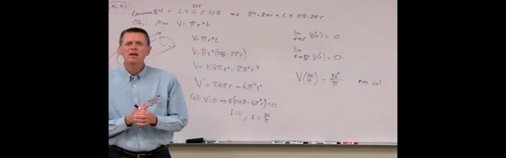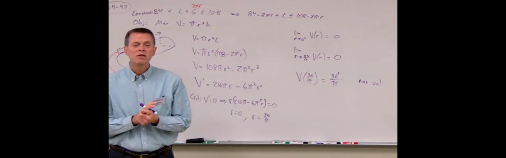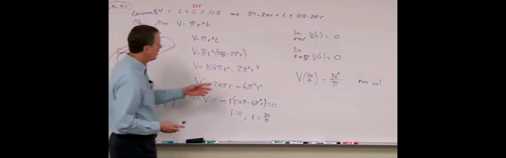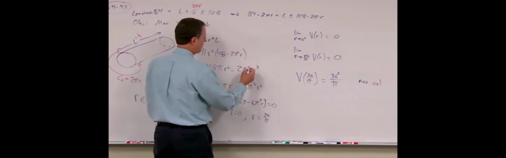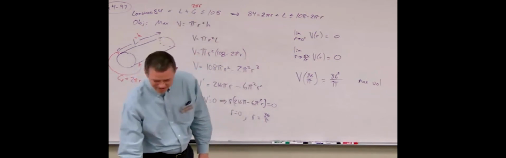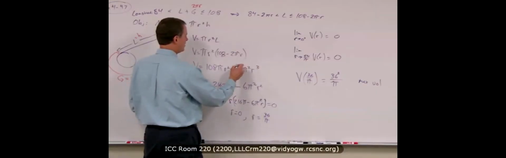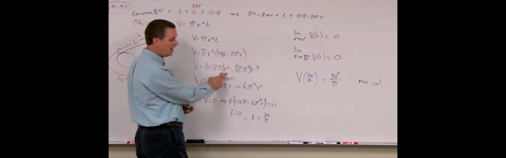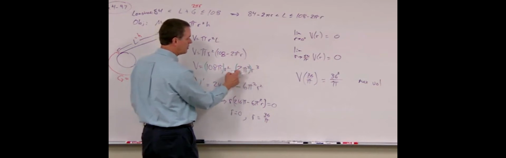Answer your question, Chloe? Yeah. Right, because effectively this is just a constant. Let me back up and put it on the board again. This 2 pi squared is a constant, just like 108 pi is a constant. So if you do the derivative of that, you get 2r, so you multiply the 2 times that. Do the derivative of that, you get a 3r squared, and you multiply the 3 times the constant.